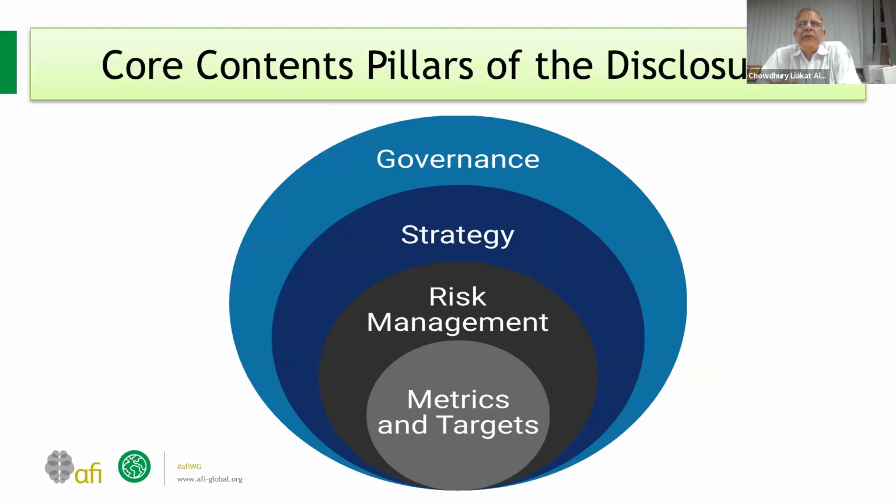And what we said under IFRS S1 and S2, for the sustainability and climate-related financial disclosure, actually depends on the four content pillars: governance, strategy, risk management, and metrics and targets. Out of the four components, metrics and targets are very challenging to assess, because metrics and targets require the financed emissions.